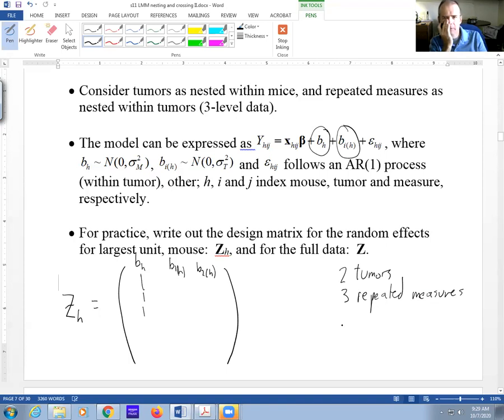So how many rows should we have in this? 6? I think 6. I think you're right. So we'll have 6 of these, right? What about for the second column here? So this is going to identify the first tumor, right? It's going to have a random intercept for the first tumor.